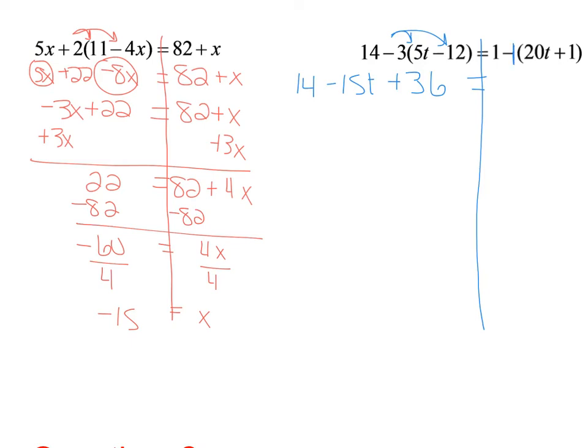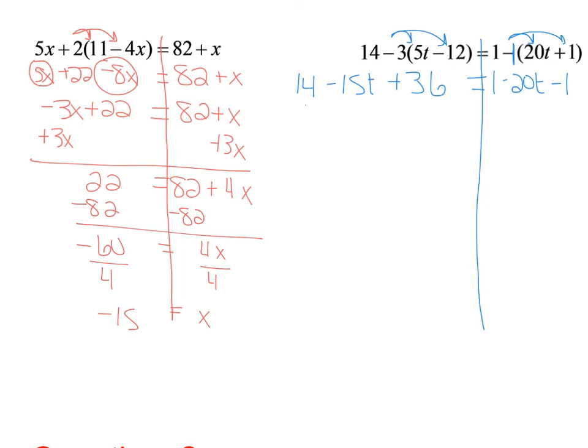We talked about that the other day. Remember, there's a 1 there. So we're going to distribute a negative 1. Negative 1 times 20t is negative 20t. And negative 1 times positive 1 is negative 1. Remember, we said when you have a negative outside parentheses, it changes the sign of everything in the parentheses. So we distributed. Now we need to combine.